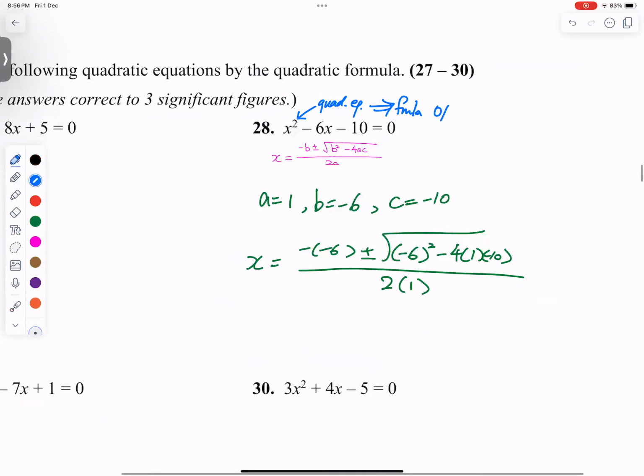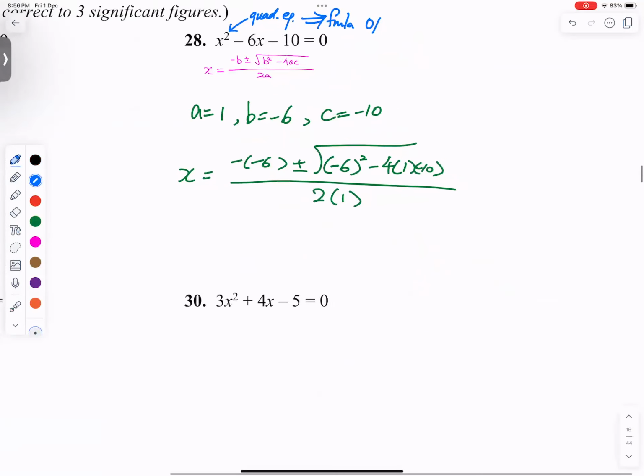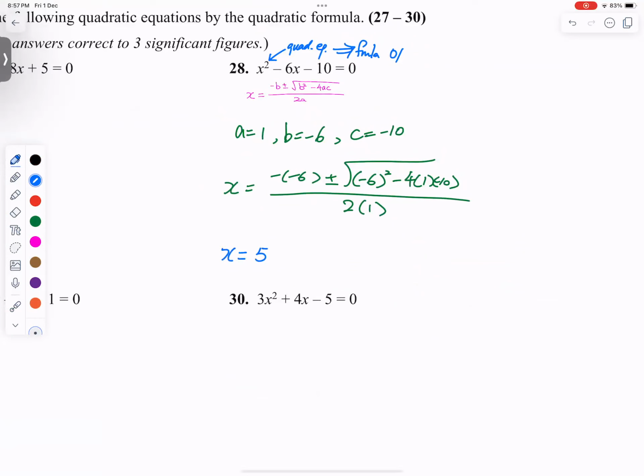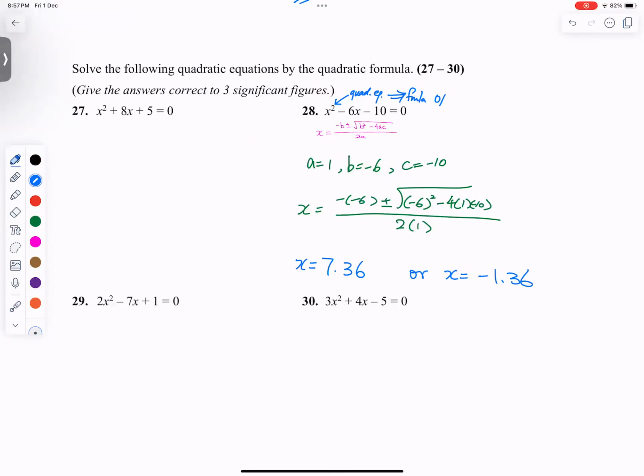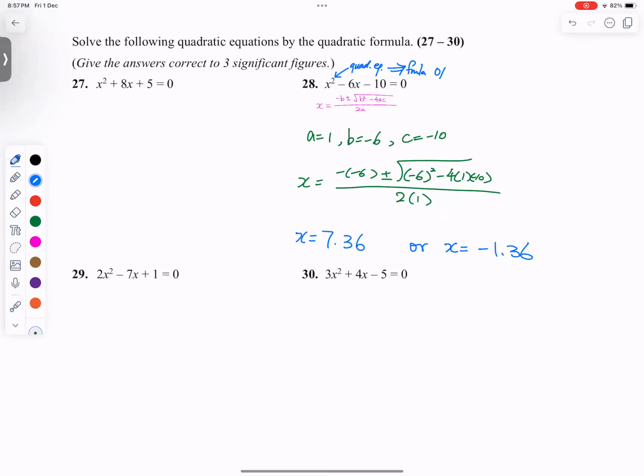What did you get in calculator? 7.36, and then -1.36. What's the next number after 36? It's 1.358. Okay. So you know how to round off. It's fine then. So you already know how to do this as well.